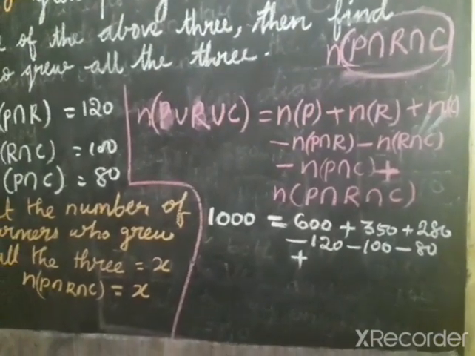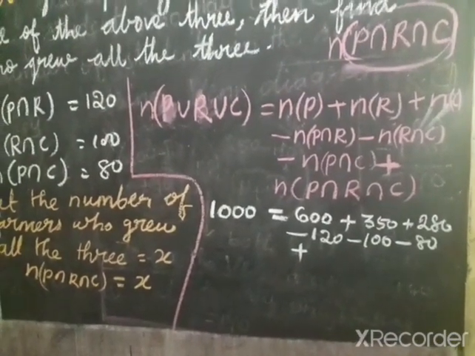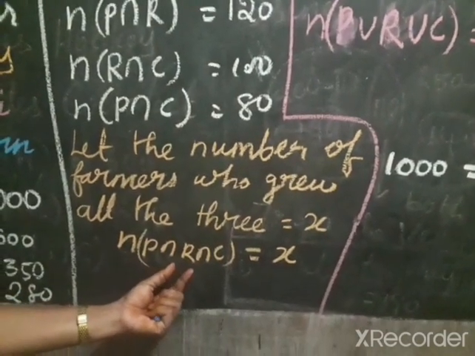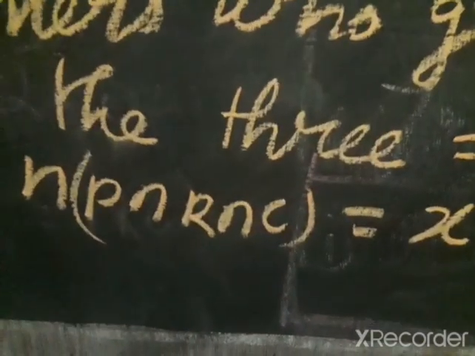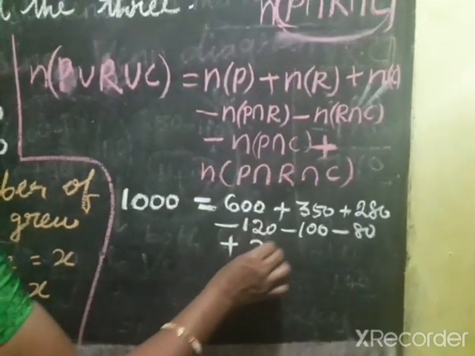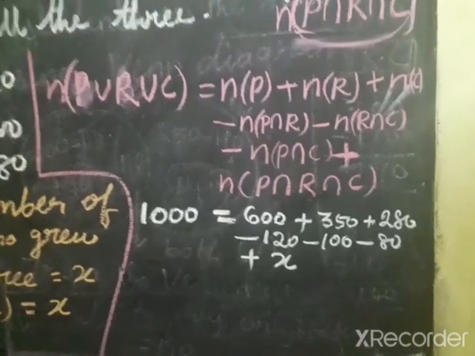What is the value? Is there any value? No, there is no value. So we have to find that alone. Instead of N of P intersection R intersection C, we put X. Okay, that is our aim, we have to find it out.